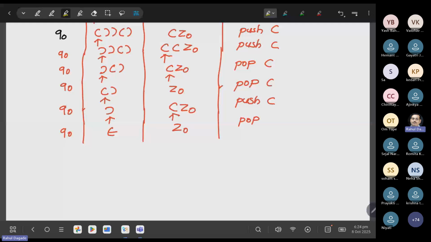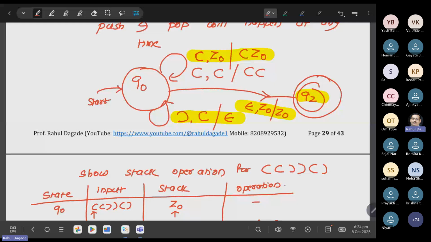Sorry, the q1 state, let us make it q1, that's better. So the q1 state, null is the input, z0 is on the stack, and we are keeping the stack as it is. Keep stack. So it is just a peek operation that we are doing. So this is the stack operation for this input.